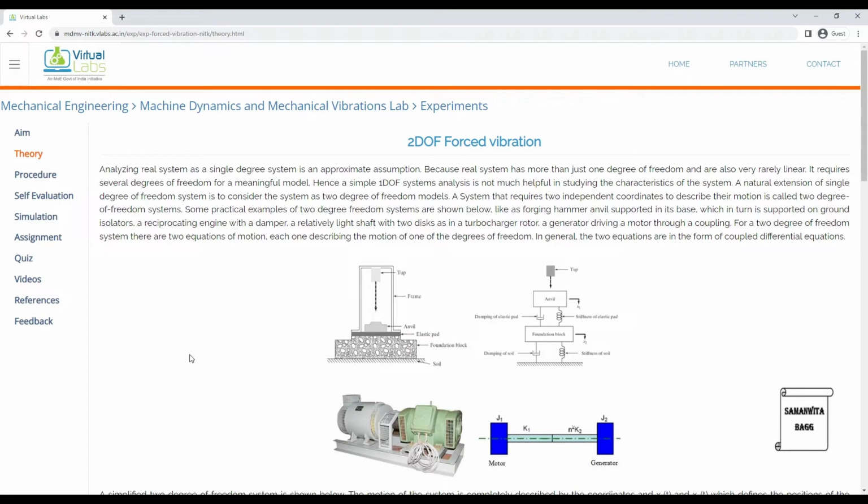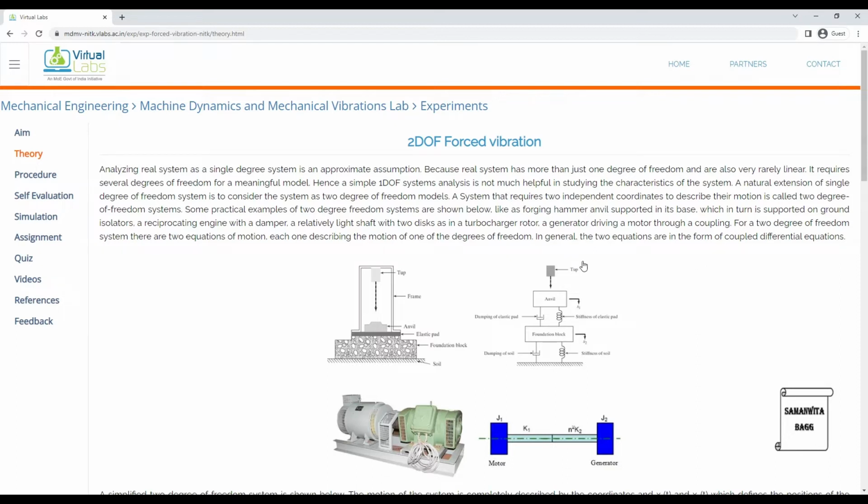A reciprocating engine with dampers. So a reciprocating engine can also have dampers attached to it. A relatively light shaft with 2 discs as in a turbocharger rotor. A generator driving a motor through a coupling. So this is a generator, this is a motor, there will be some coupling in between, and there will also be some amount of vibration, and there will be 2 degrees of freedom, not 1 degree of freedom here.